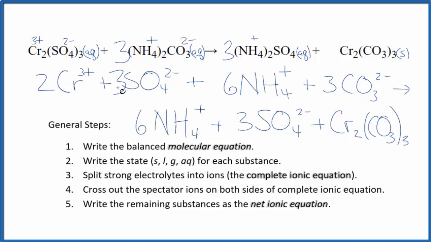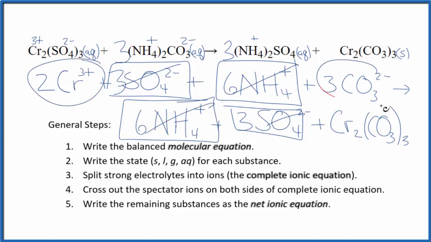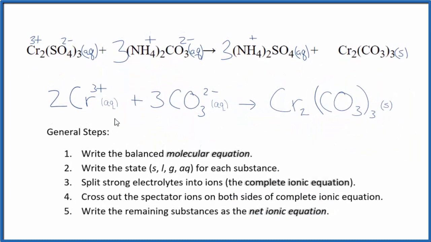So I have 3 sulfate ions here in the reactants and in the products. Because of that, I can cross those out. They're the same. 6 ammonium ions in the reactants and 6 in the products. I can cross those out. What's left is the net ionic equation for chromium 3 sulfate plus ammonium carbonate. I'll clean it up. And this is the balanced net ionic equation for chromium 3 sulfate plus ammonium carbonate.